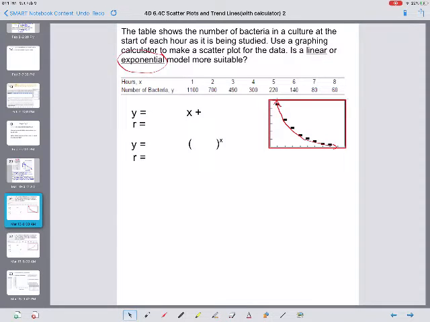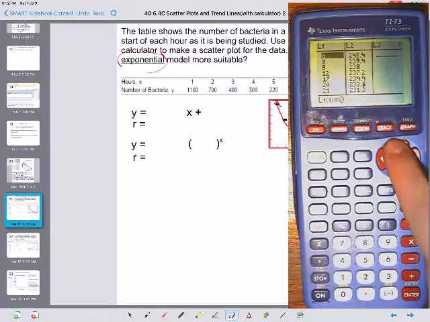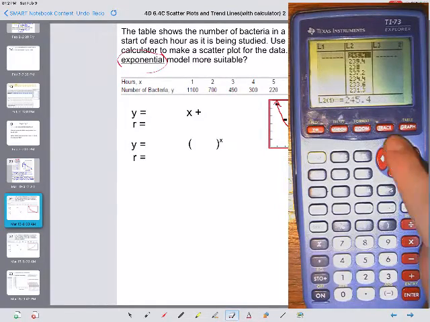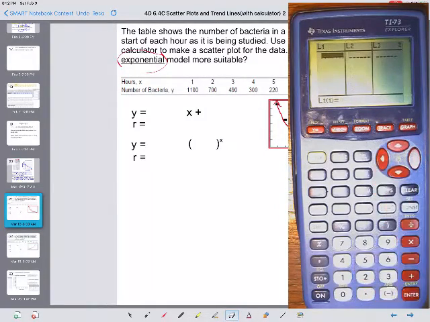So let's go over to our calculators and clear out our lists, and then type this data right here into our calculators. I'm going to do list 1 as our x values and list 2 as our y values, the number of bacteria. So over here at lists, I'm going to hit clear and enter. Go over to list 2, clear, enter. That clears my lists. And now I'm going to type in all my x values.